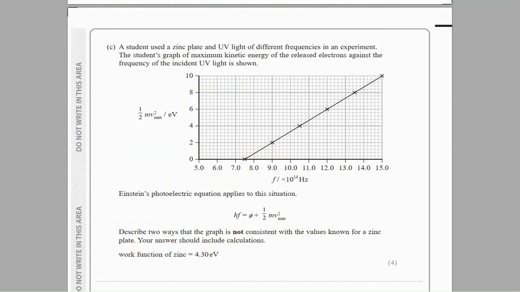Part C says a student used a zinc plate and UV light of different frequencies in an experiment. The student's graph of maximum kinetic energy of the released electrons against the frequency of incident UV light is shown. Einstein's photoelectric equation applies to this experiment, and the equation is given. Describe two ways that this graph is not consistent with the values known for zinc. Your answer should include calculations.